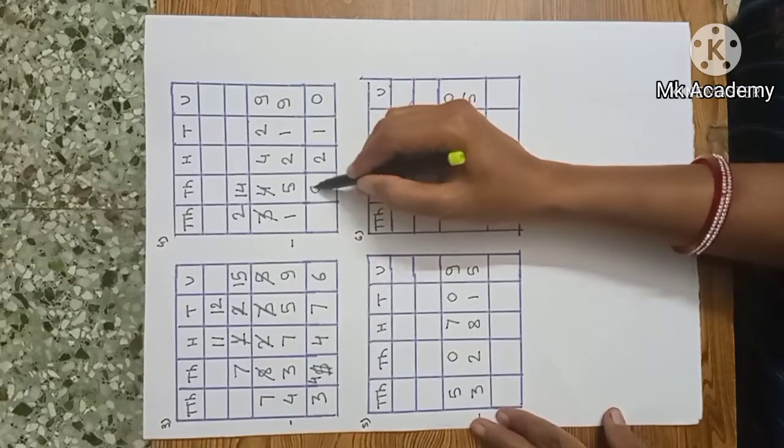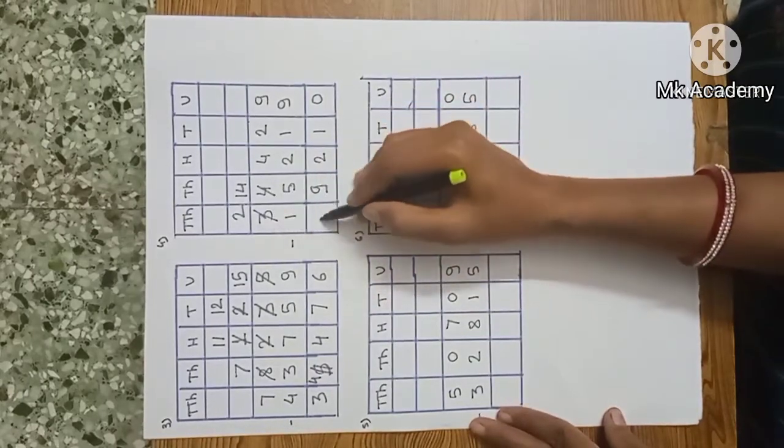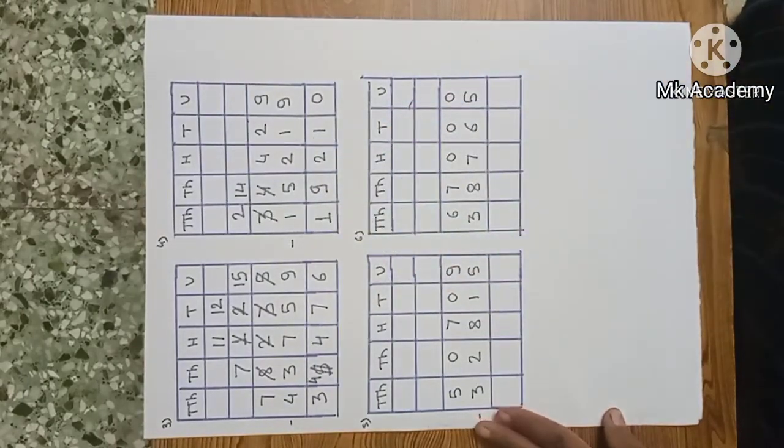9. Now 2 minus 1, 1. The answer is 19,210. Now fifth example, 50,709 minus 32,815.